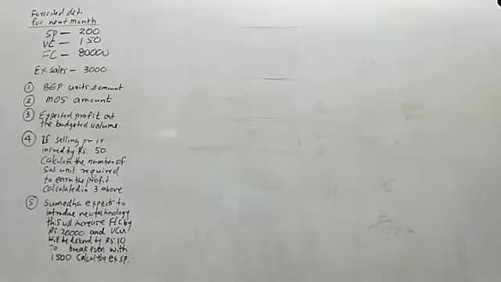Number 5. In the fifth one, Sumedha expects to introduce new technology. This will increase the fixed cost by 20,000. Now you see the existing fixed cost, the existing balance is 80,000. This will be increased by another 20,000. Therefore, the new fixed cost is 100,000. Agree? This is the new fixed cost.